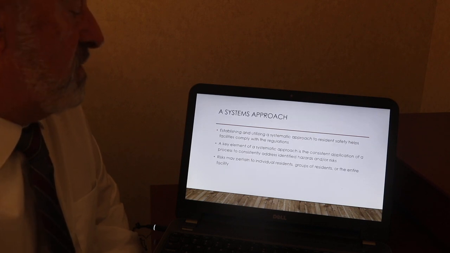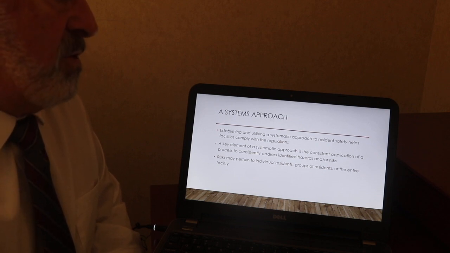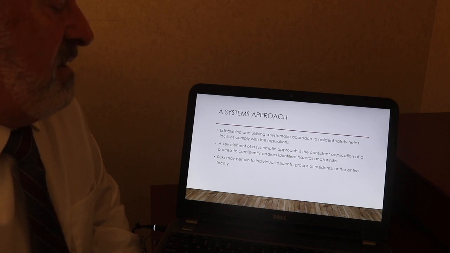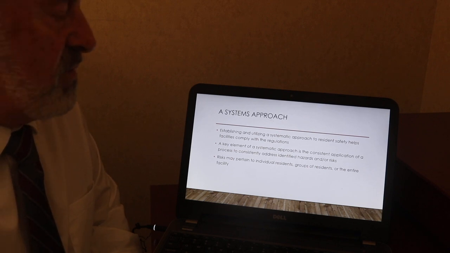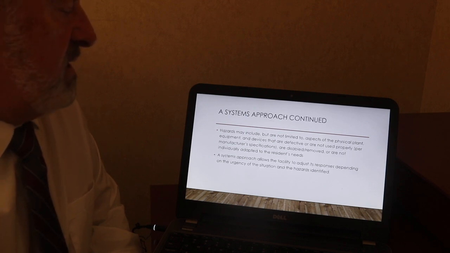A systems approach is one that establishes and utilizes a systematic approach to resident safety. It helps the facility comply with the regulations. A key element of such a systems approach is consistent application of a process to consistently address identified hazards and/or risks. Risks may pertain to individual residents, groups of residents, or the entire facility.